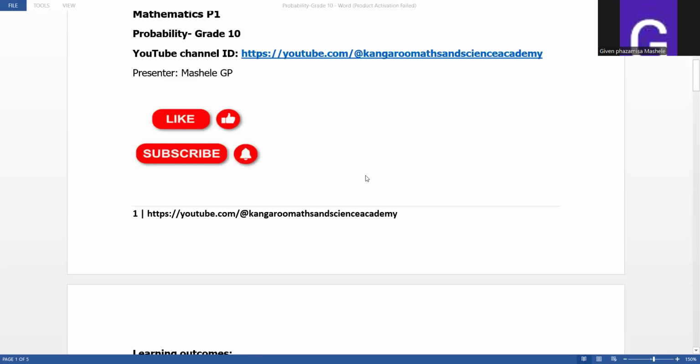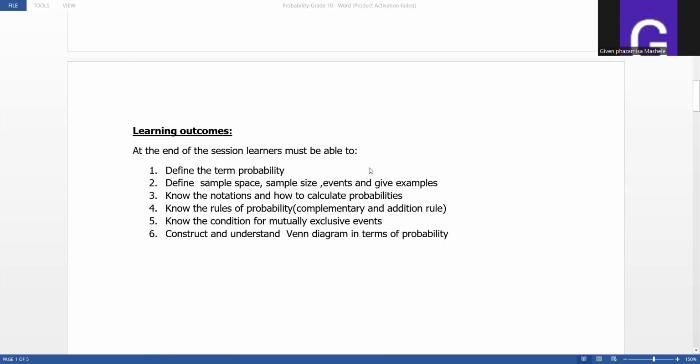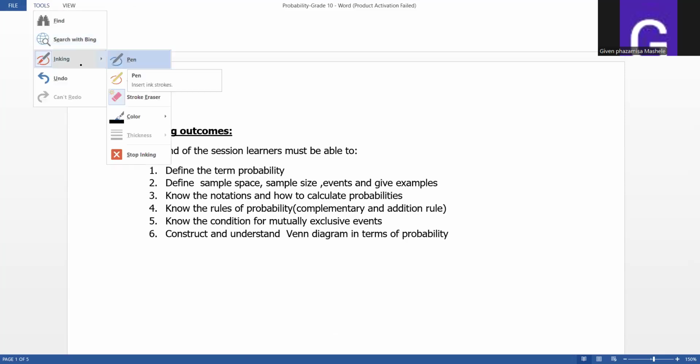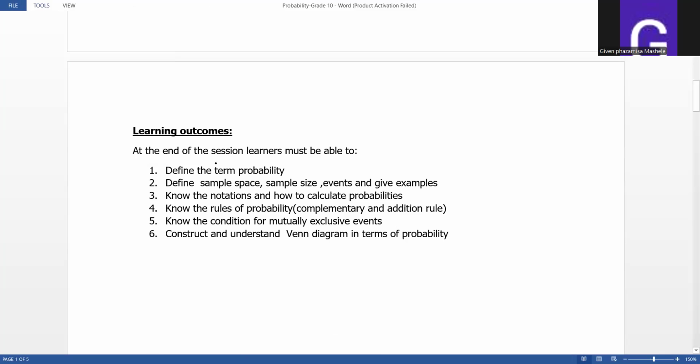Let's now start with the probability for grade 10. Here are the learning outcomes, which I'll take you through each of them. Number one, at the end of the session, a learner must be able to define the term probability. So you need to be able to define what is probability.